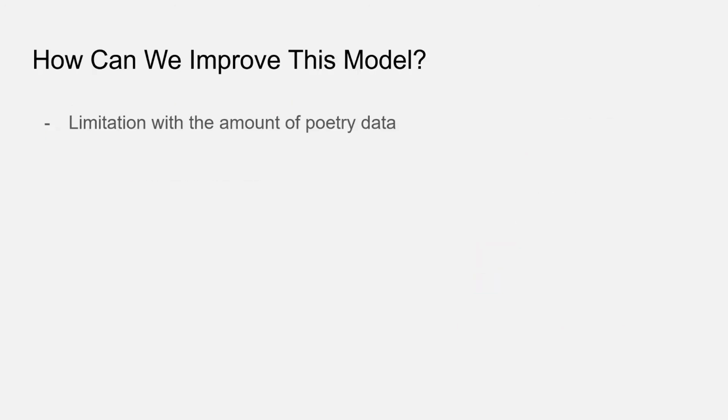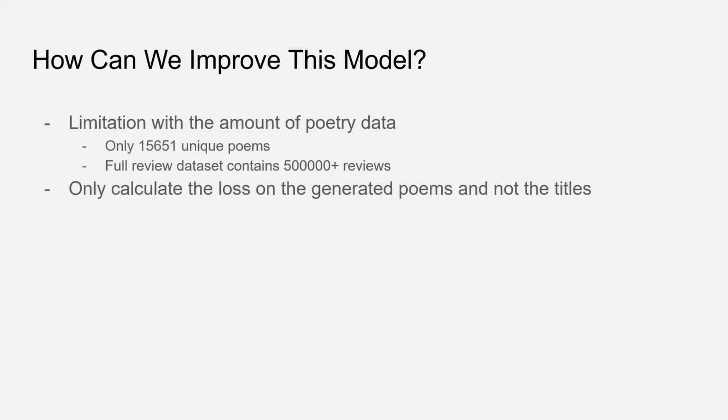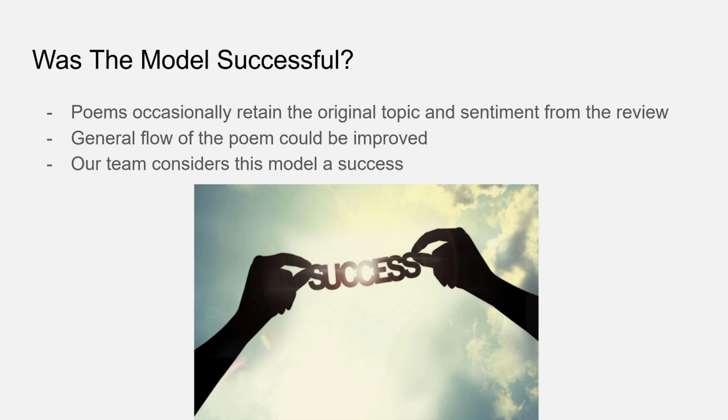How could we improve this model in the future? So we had a limited poetry data set, so we should have had more poems to train on. Also, we could have calculated the loss on the generated poems and not the titles and generated poems for a more accurate loss. So does Team 25 consider this project and model a success? Yes, because despite some setbacks, we were still able to generate some beautiful poems that retain topic and sentiment from the original input review.